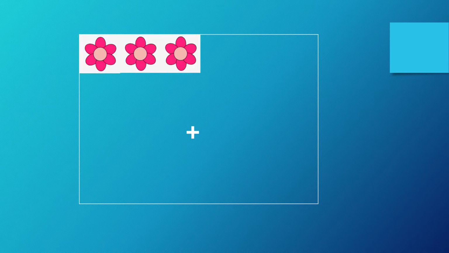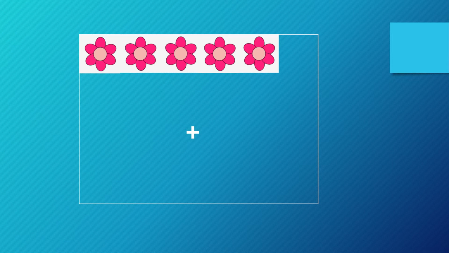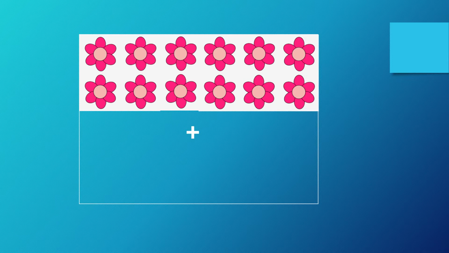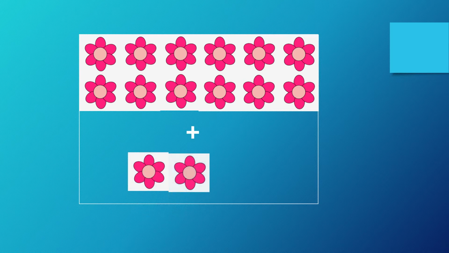So now we know our second step is to draw. So our first number is 12. So now I'm going to draw my 12 flowers. 1, 2, 3, 4, 5, 6, 7, 8, 9, 10, 11, 12. And now here's my plus sign. Now we know this is an addition problem, so I need to add 3 more flowers. 1, 2, 3. Now just like our addition, we have to count all of these flowers together to come to our final answer.